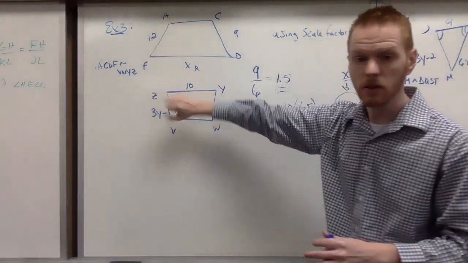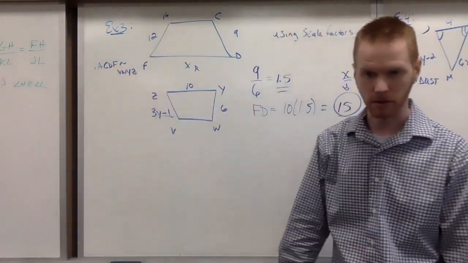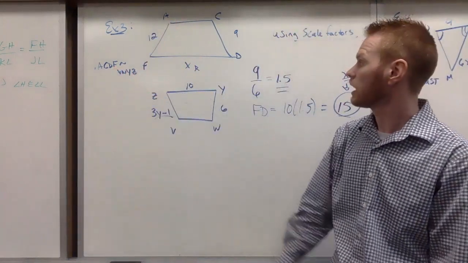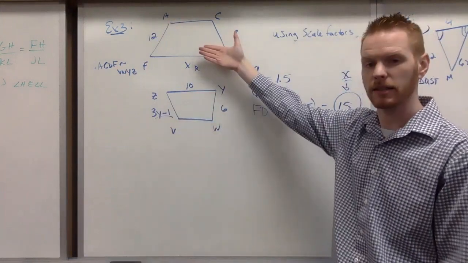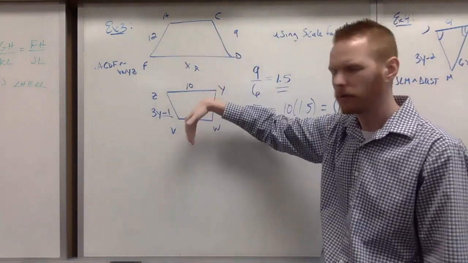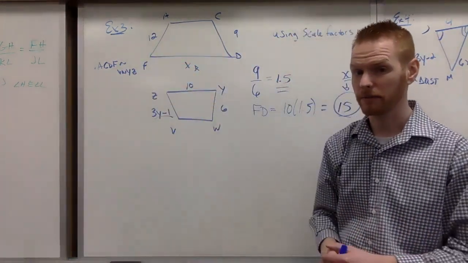AF and ZV are similar to each other. And I can see that here. First and last, first and last. Okay, the statement confirms it. If I multiply everything here by 1.5 to get these guys, now I'm going in the reverse direction. So to go from here to here, instead of multiplying, I'm going to divide by that scale factor.